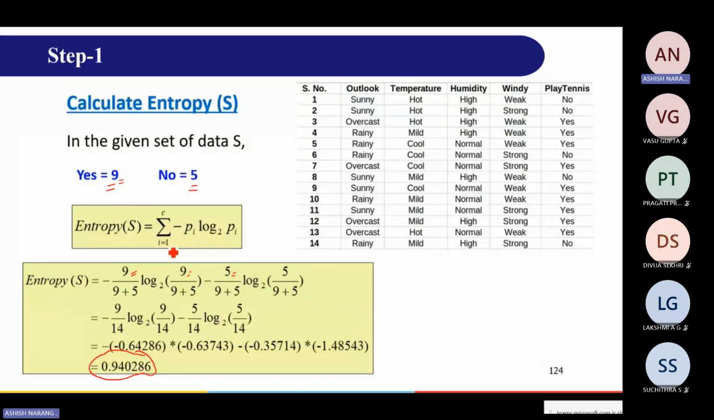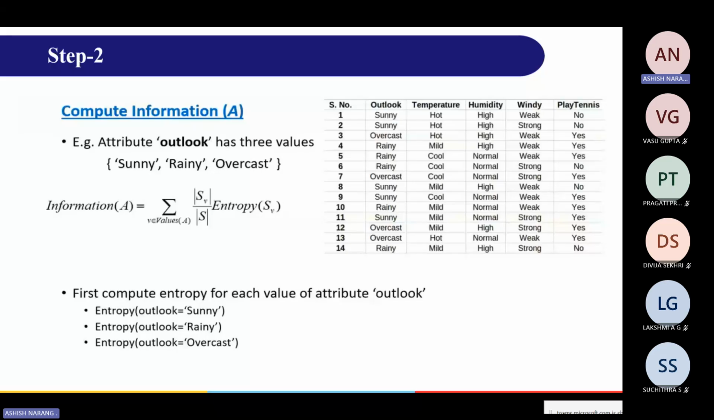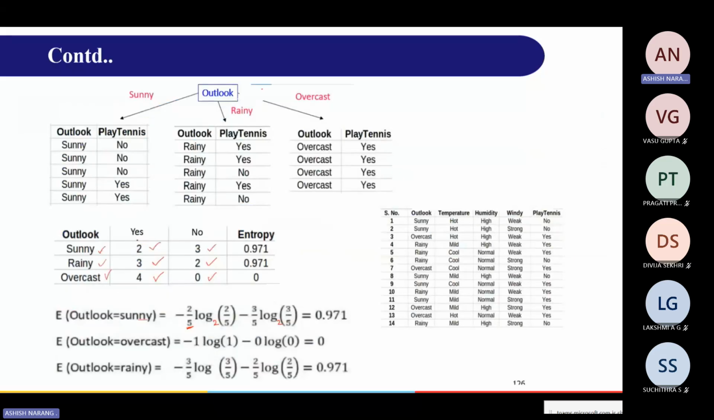The second time I will check if I pick up outlook, how much entropy gets reduced. If I pick up temperature, how much entropy gets reduced? If I pick up humidity, how much entropy gets reduced? If I pick up windy, how much entropy gets reduced? Which one will give me the maximum reduction? That is the attribute that I'm going to choose.